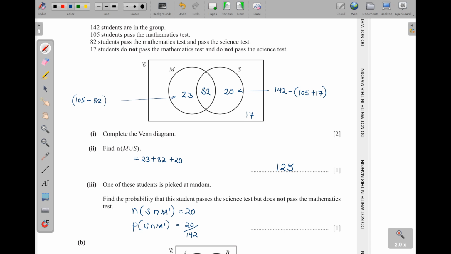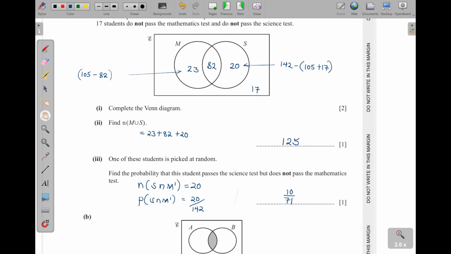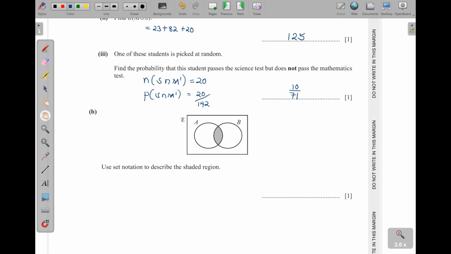So simplifying that by 2, I can get 10, then this one by 2, it can be 71. You can even leave the answer as 20 over 142. They didn't say give your answer in the simplest form. Okay. So then next, part B, use the set notation to describe the region. This is the intersection of the two. So I'll just say A intersection B, as simple as that.